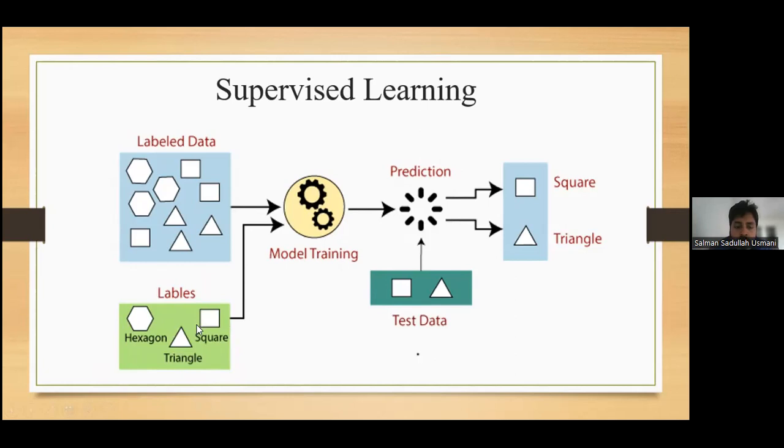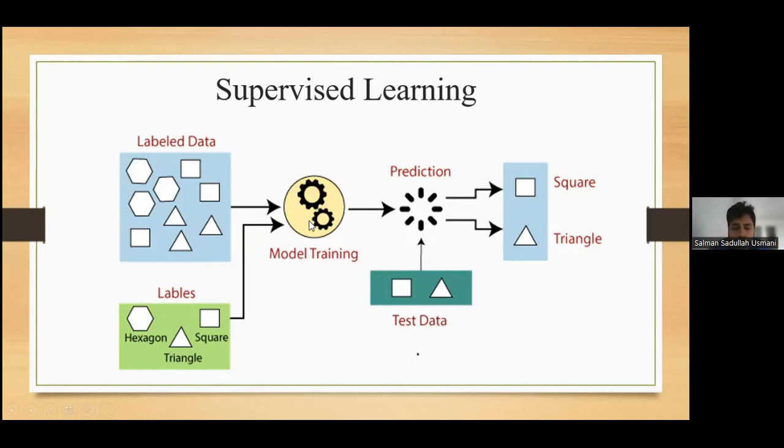So this means I'm labeling this square as a 4, this triangle as a 3, and this hexagon as a 6. So this is labeling, and based on these features, I'll train my model. Okay, so it will learn from this input data, or the features. Then the model has been built, and we will validate the model on some testing data.